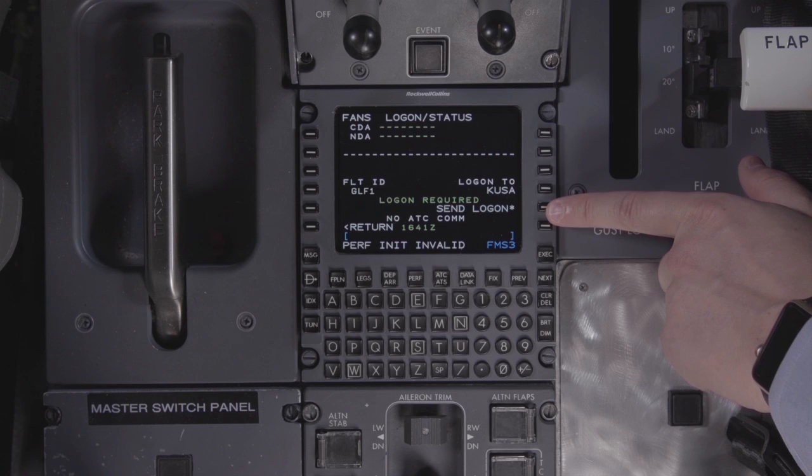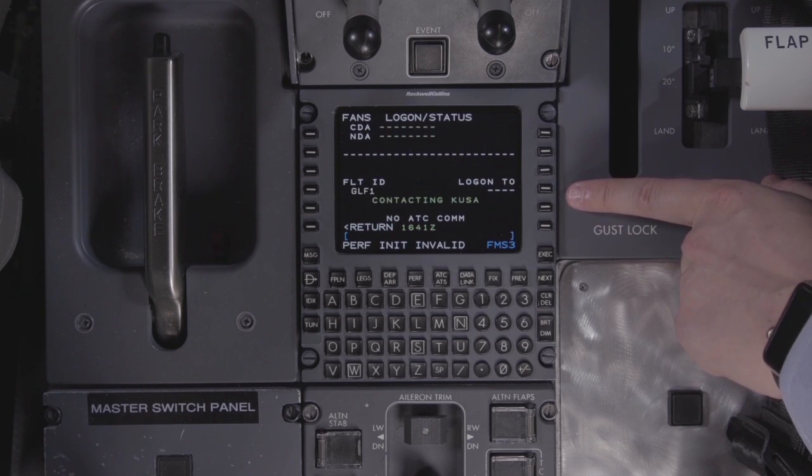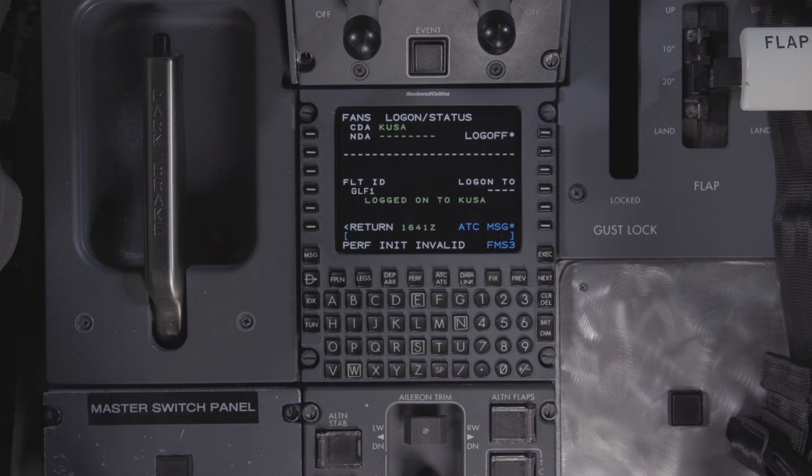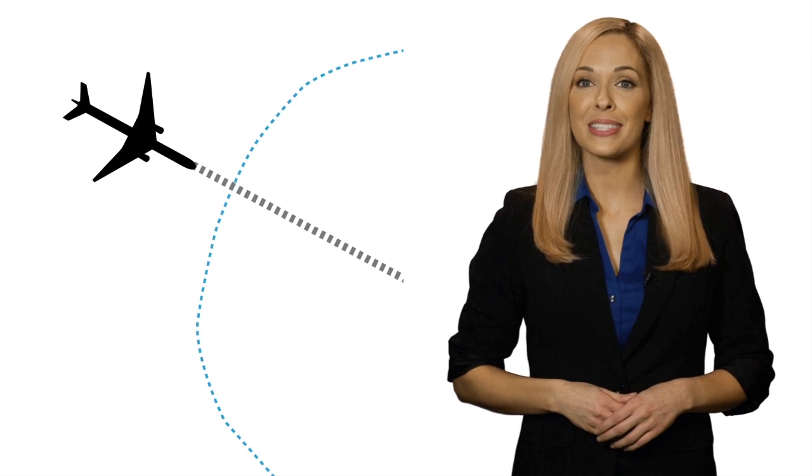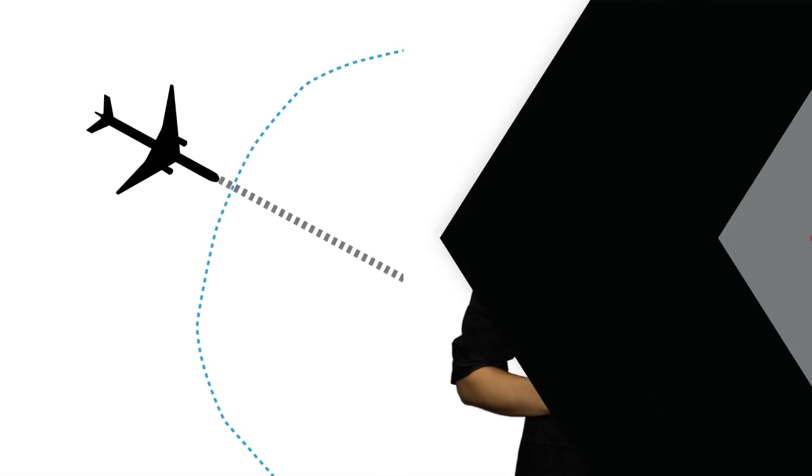To initiate the logon, press the Send button. After doing so, the words Accepted and ATC comm established appear. The active center will also appear as KUSA. When approaching the active center's airspace, the flight will be handed off to the CPDLC center using standard voice communication.